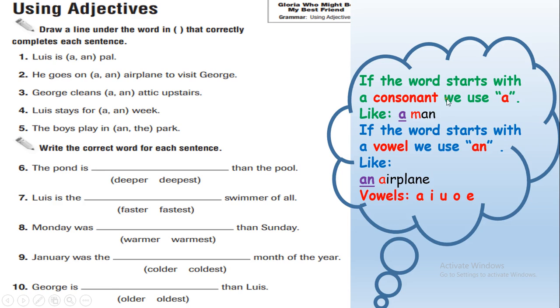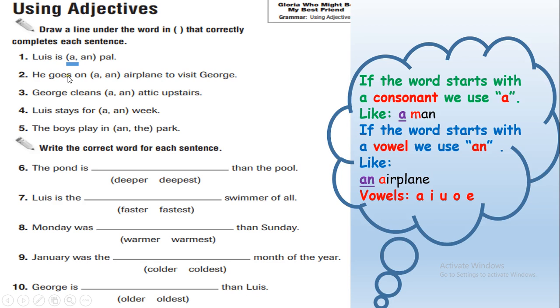Again, if the word starts with a consonant, we use a before the word. And if the word starts with a vowel like A, I, U, O, E, we use an. Number 1. Louis is a or an pal. Pal starts with a P and the P is a consonant. So Louis is a or an. Again, it's a consonant, so what do we use? A. Excellent job. Louis is a pal.